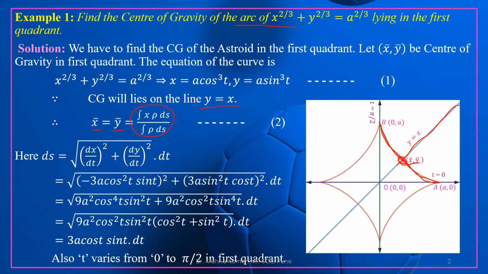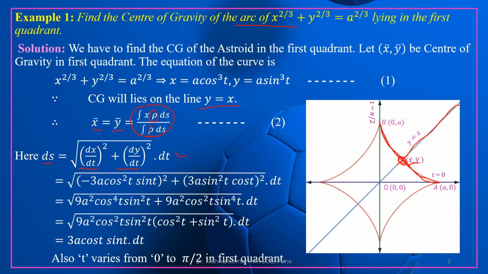Now here, rho is constant because nothing is said about the density of the curve. So rho is constant, we can take it outside and cancel it, right? Now what is ds? ds is the length of the curve. So how to find ds? We know that ds of the parametric curve is root over (dx/dt) whole square plus (dy/dt) whole square, with respect to dt.